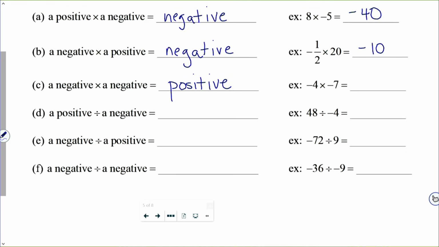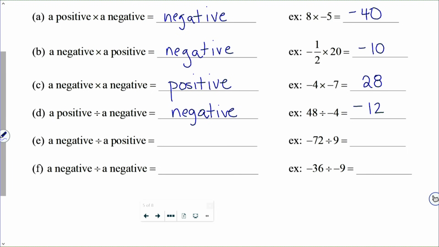Negative 4 times negative 7, well, 4 times 7 is 28, so negative 4 times negative 7 is also 28. A positive divided by a negative, again, we have that mix in signs, will be a negative. And therefore, 48 divided by negative 4 would have to be negative. 48 divided by 4 is 12. So 48 divided by negative 4 is negative 12.